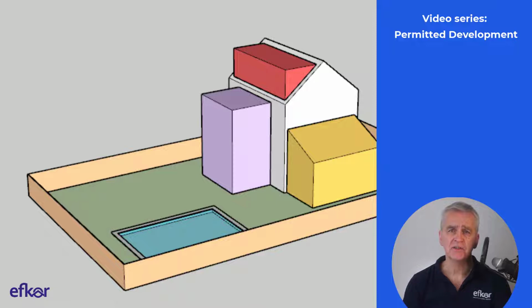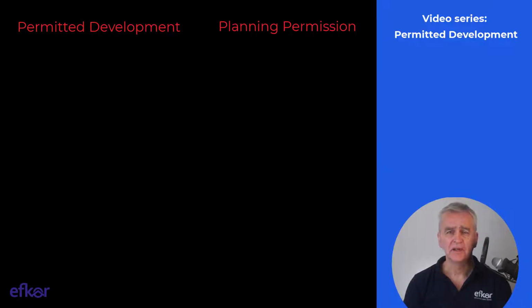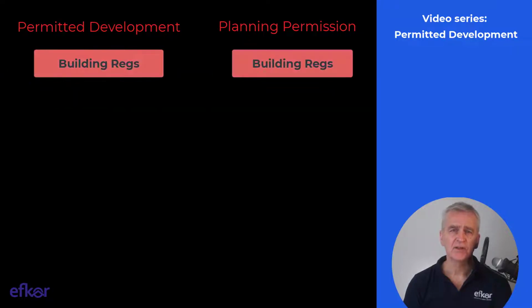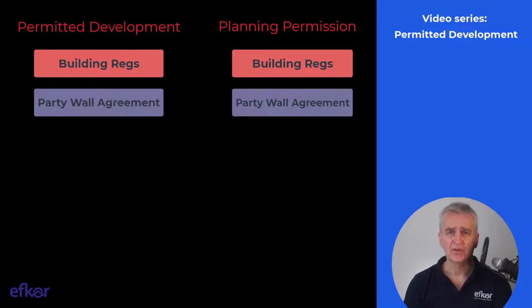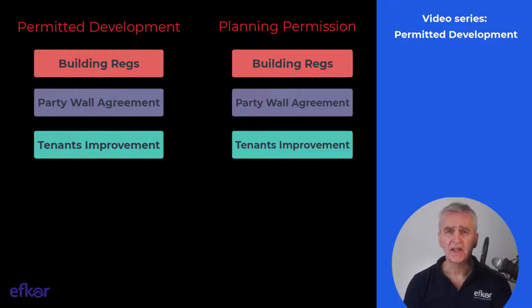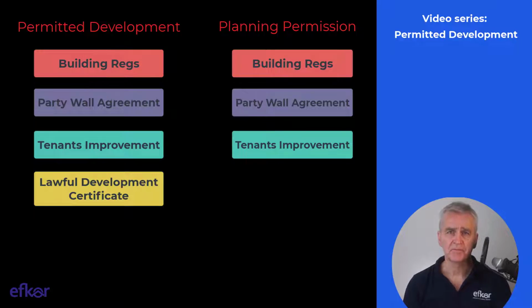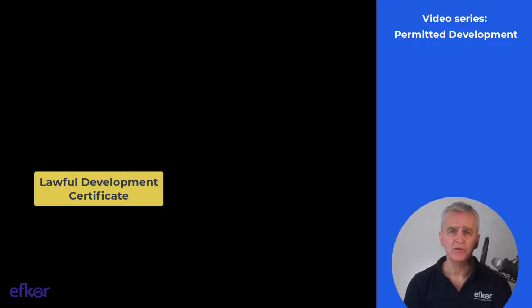What other regulations might be needed with your permitted development project? Let's compare it to a project requiring planning permission. You may need building regs. You may need a party wall agreement. If you're a council house resident, you probably need to submit a tenant's improvement application. And optionally, you can apply for a Lawful Development Certificate. These certificates are useful when you sell your house, as they prove that your house improvements were done legally.